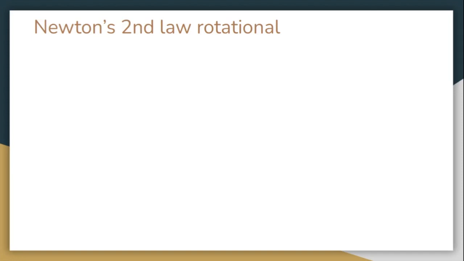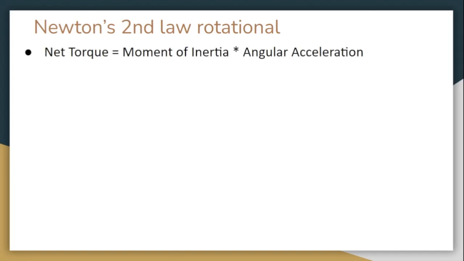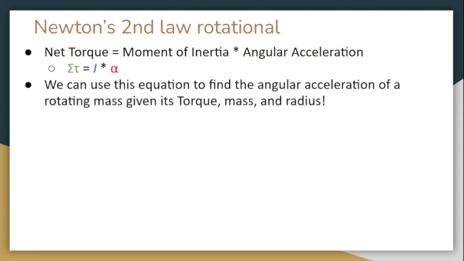Let's talk about Newton's second law of rotation. So we should be a little familiar with this. We talked about net torque in our last notes, but we're going to talk about the equation here. Net torque is going to be equal to the moment of inertia times the angular acceleration, which is going to look something like this. We can use this equation to find the angular acceleration of a rotating mass, assuming we know its torque, mass, and radius.